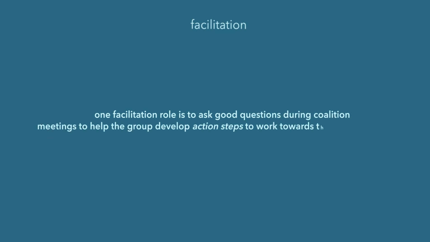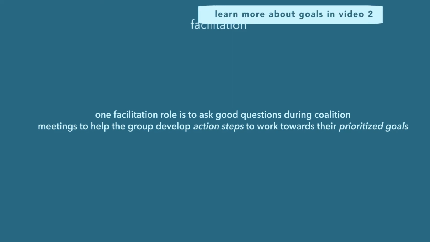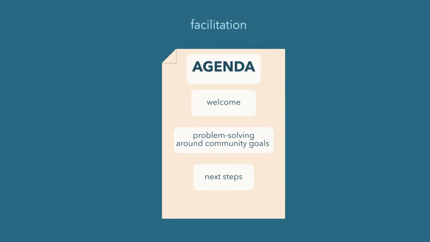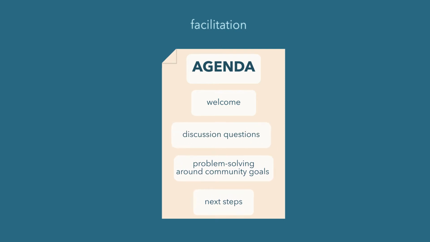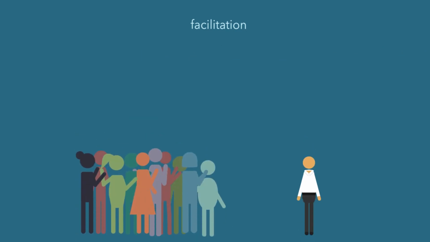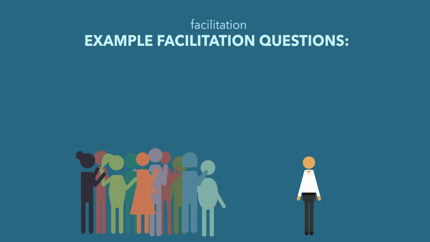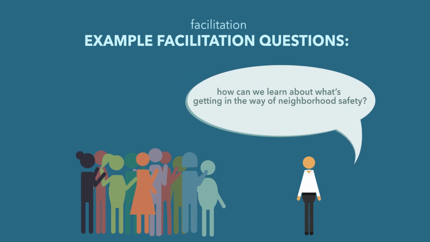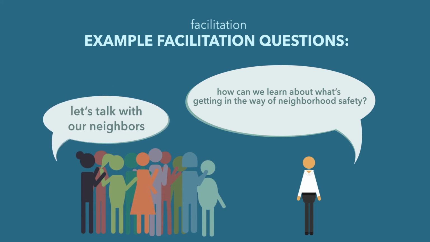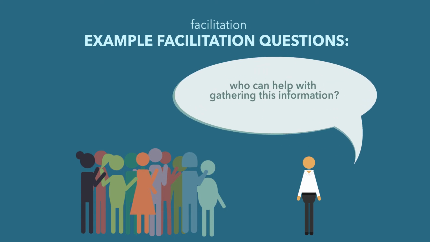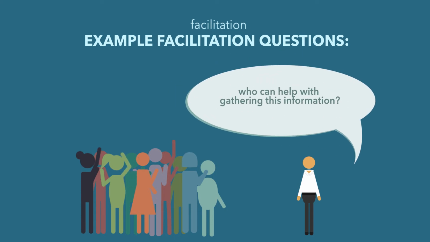One facilitation rule is to ask good questions during coalition meetings to help the group develop action steps to work towards their prioritized goals. These questions can be added right into the resident coalition meeting agendas. For example, if a resident coalition is working to improve neighborhood safety, the facilitator could ask questions like, how can we learn about what's getting in the way of neighborhood safety? Who can help with gathering this information?